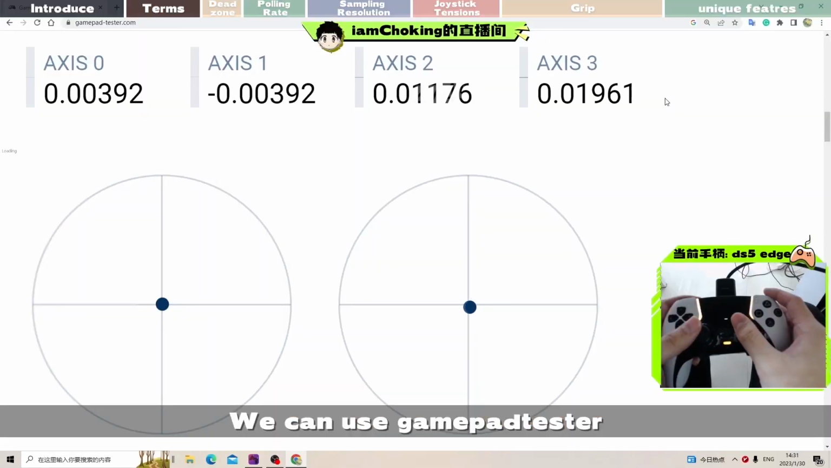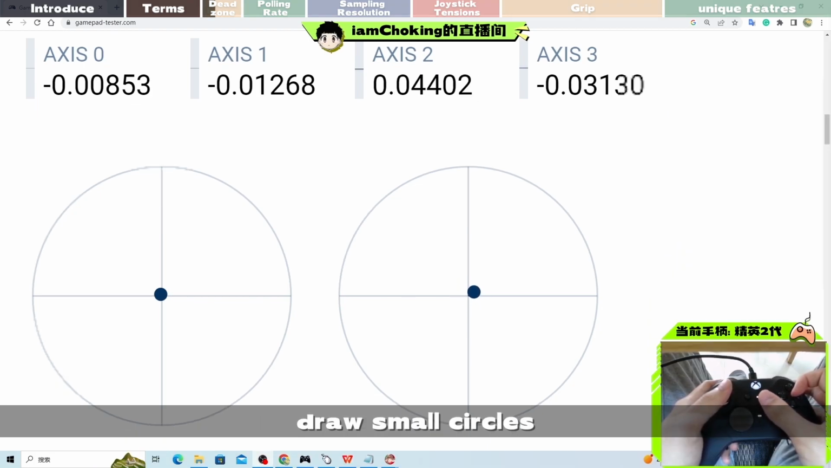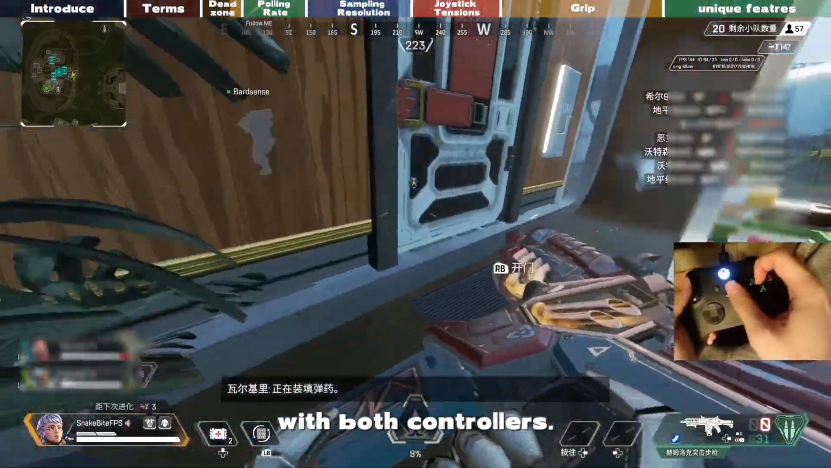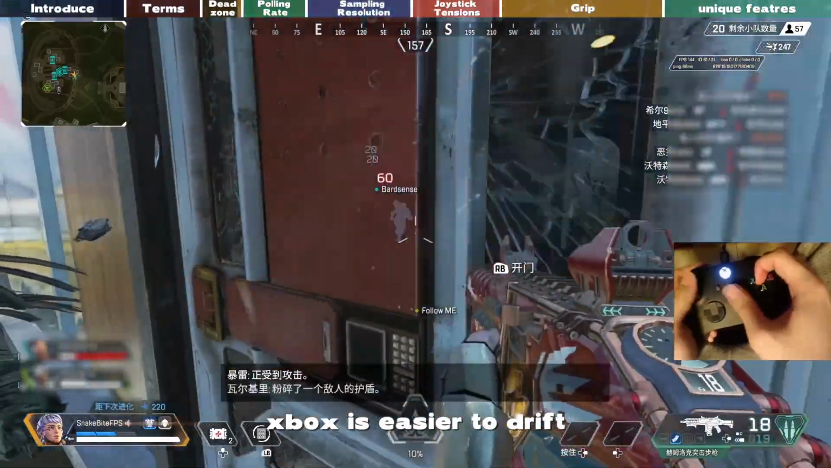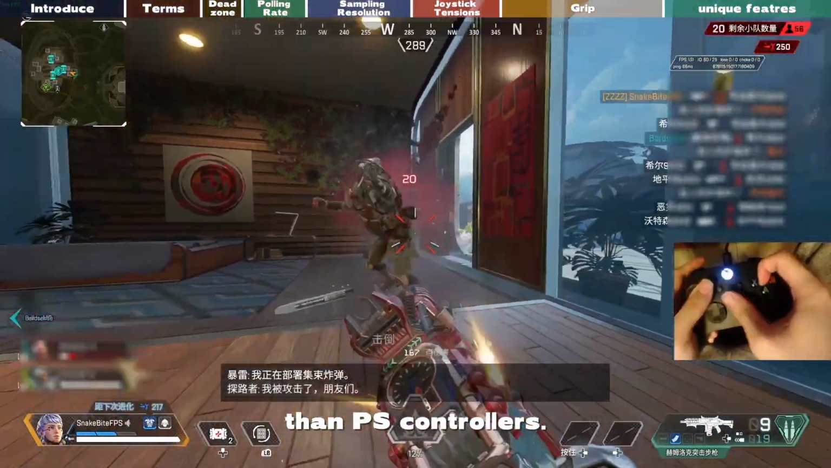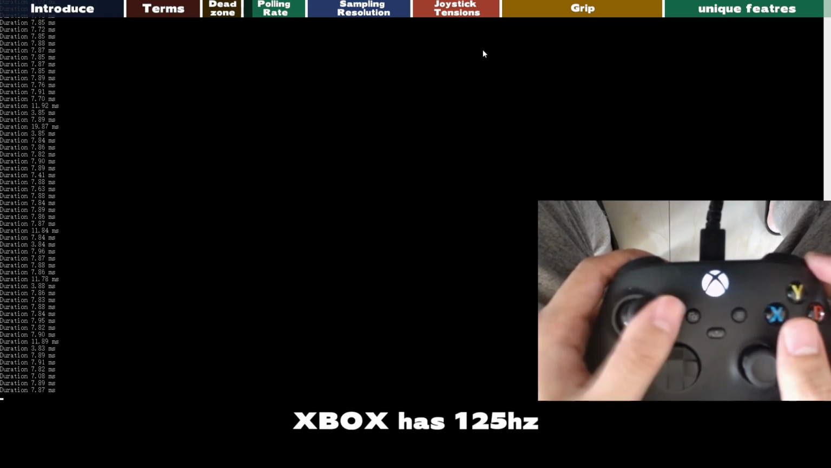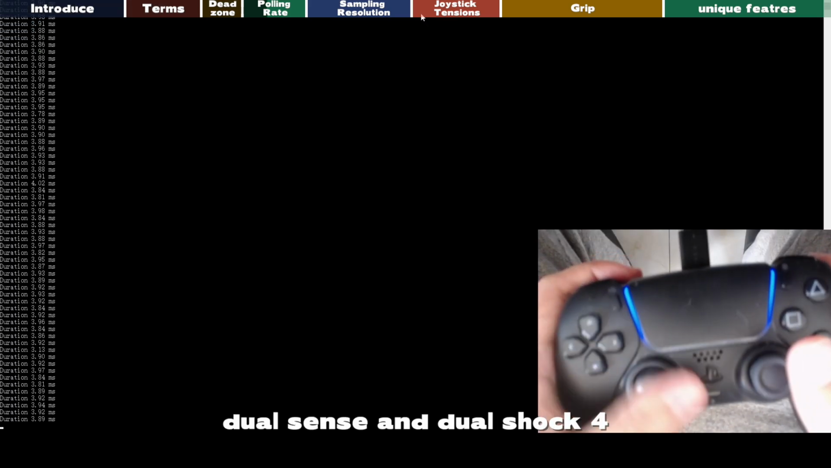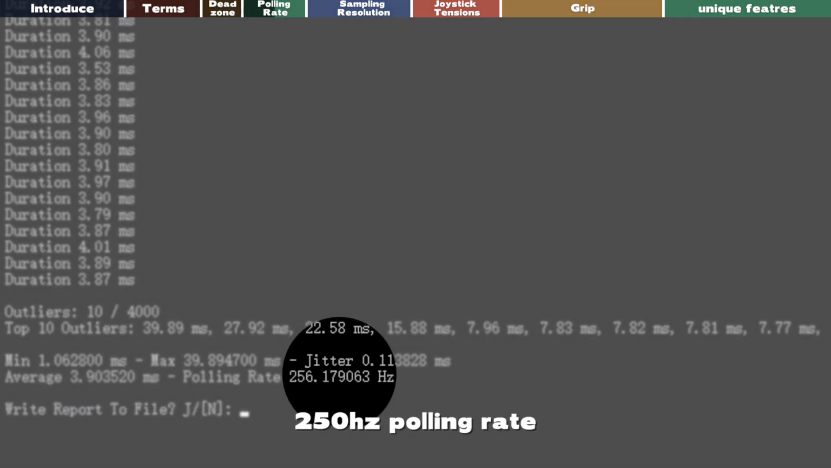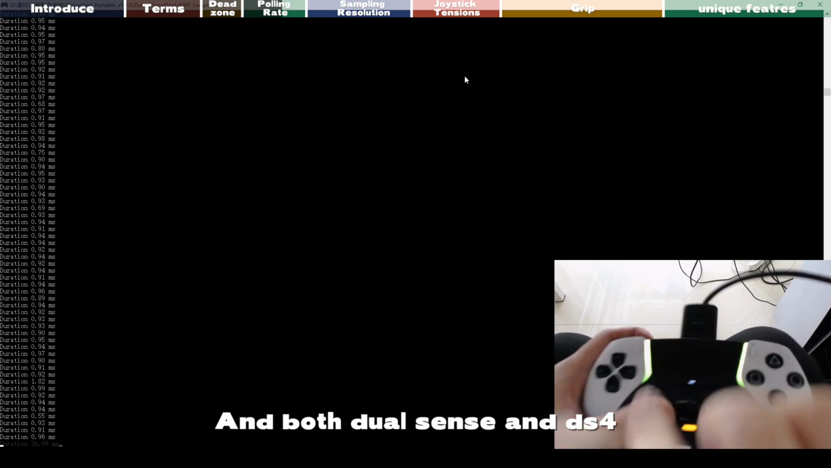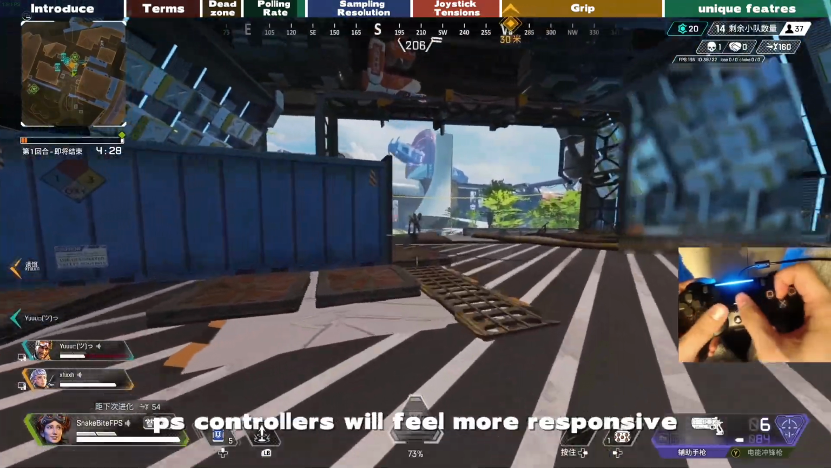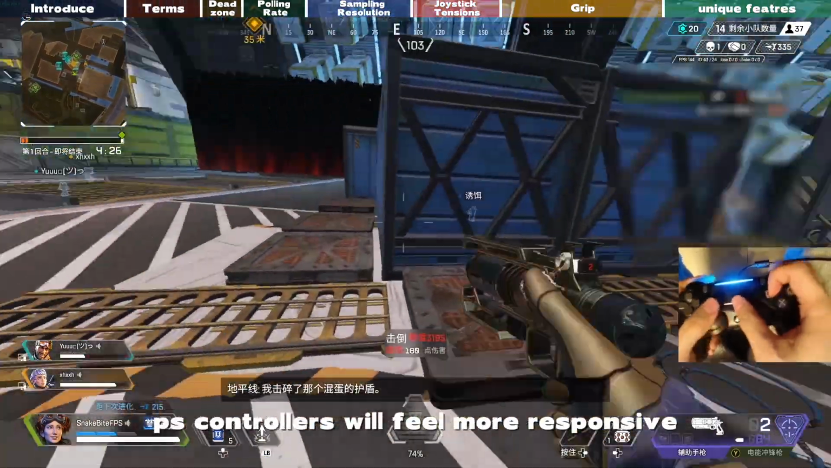So let's start. We can use Gamepad Tester to see the center and dead zone. As you can see, both controllers can draw small circles in the centering area, so you shouldn't have any trouble making small adjustments with both controllers. But in general, Xbox is easier to drift than PS controllers. Next, when it comes to polling rate, Xbox has a 125 Hz polling rate by default. DualSense and DualShock 4 have a default 250 Hz polling rate, and both can overclock to a steady 1000 Hz polling rate. So in general, PS controllers will feel more responsive than Xbox controllers.